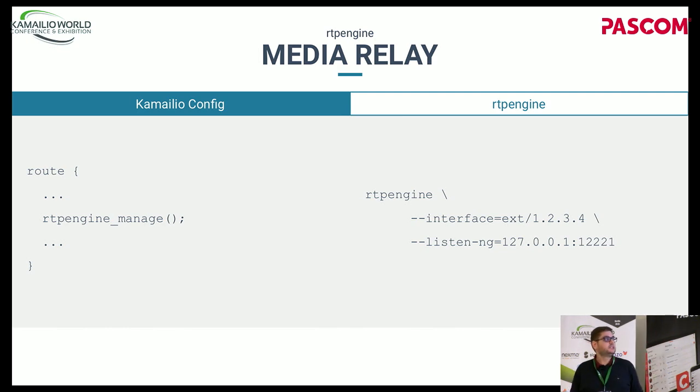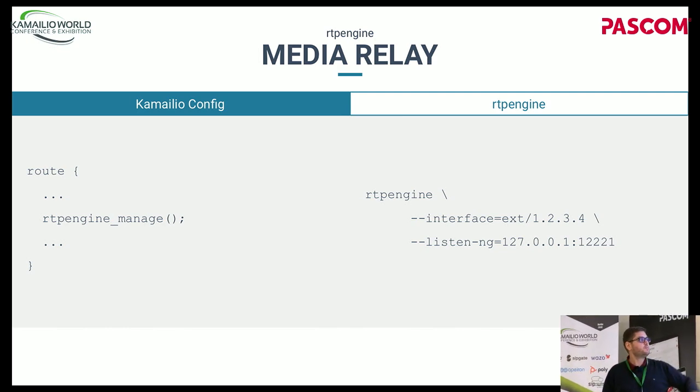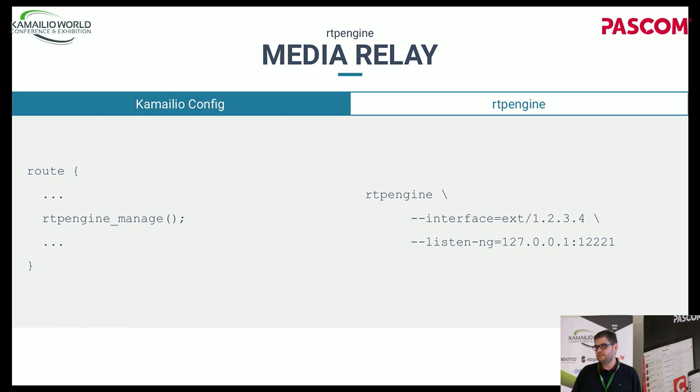And in the easiest case, what you do is you just call rtpengine_manage, and that's it, right? So this is what you do when you get an invite. You, of course, check, okay, do you have SDP, and so on, and do you really want to relay the media? And if you want, then just call this.